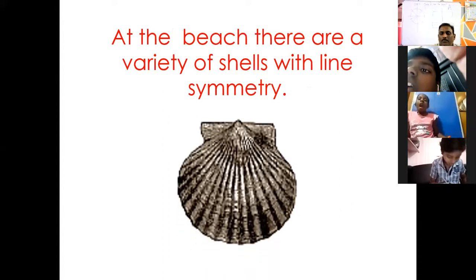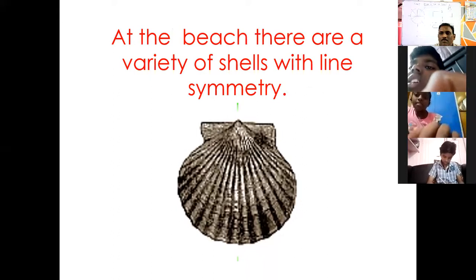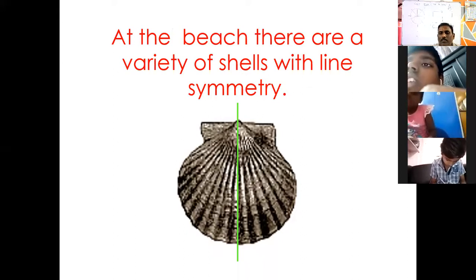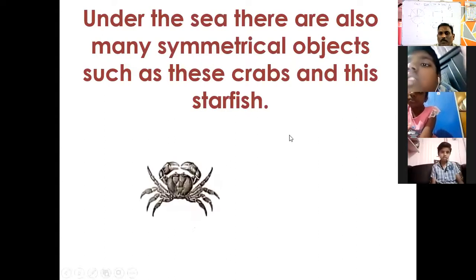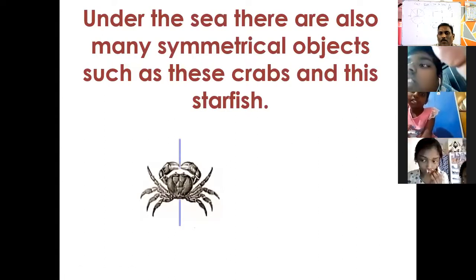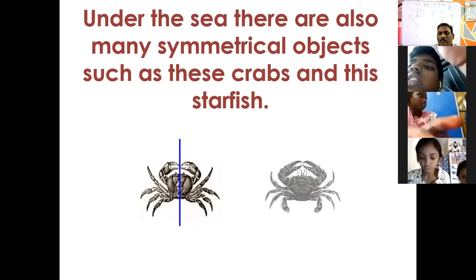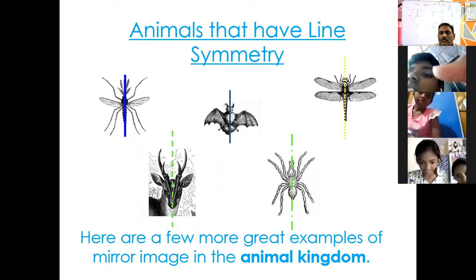What is this? What is the name of this? Shell. Shell available at beach areas. Shell is having exactly one vertical symmetry. Catfish also. Some fish. Starfish, sir.